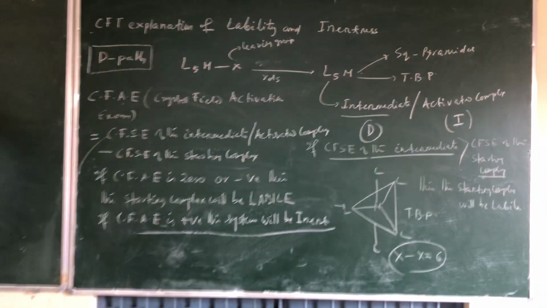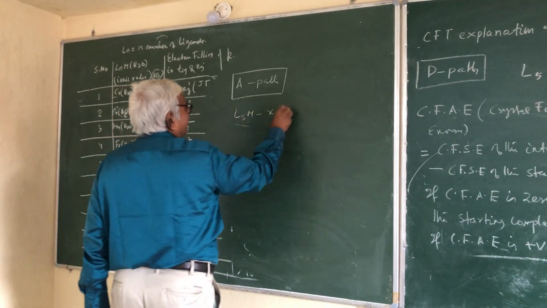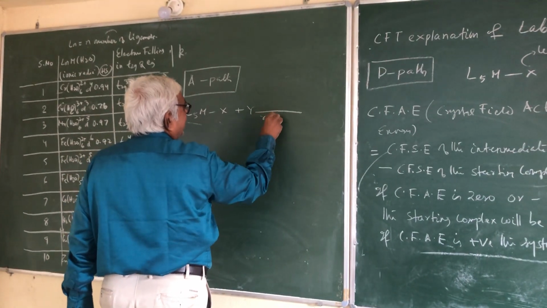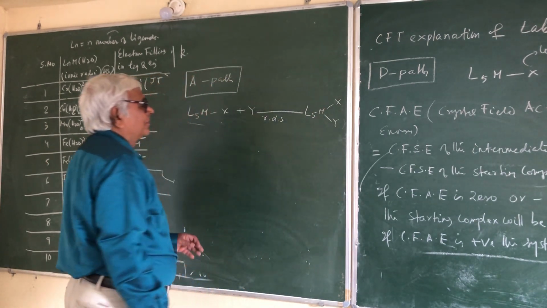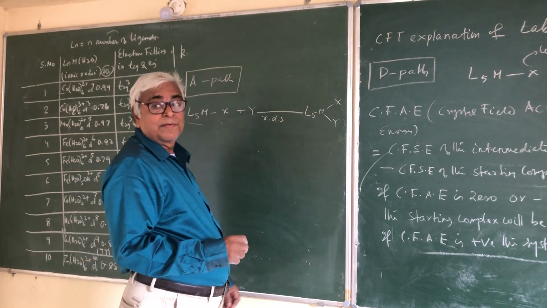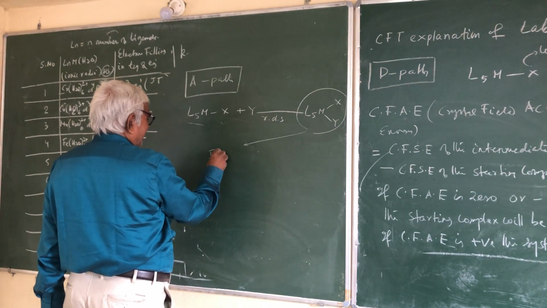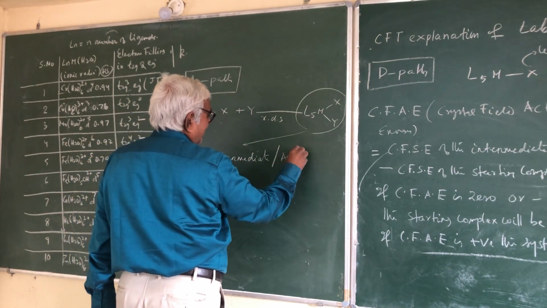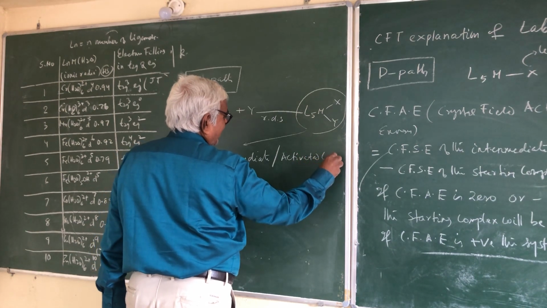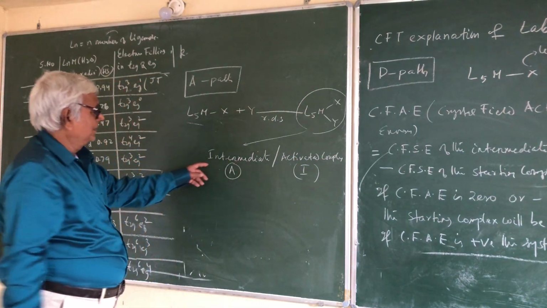A path. So in the A path, what will happen? Suppose you have a complex LnMX plus Y, the rate determining step gives LnMXY. So this may be an intermediate or activated complex. The coordination number is increased. If the mechanism is interchange, then it will be an activated complex. If the mechanism is only associative, it will be an intermediate.